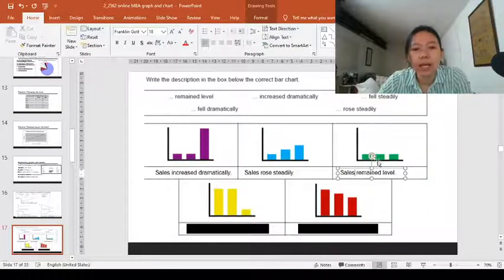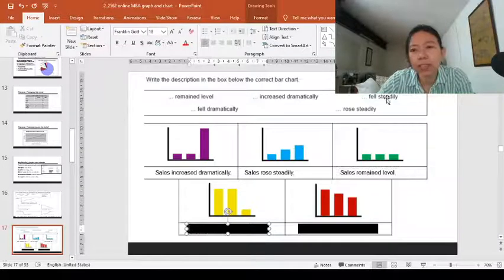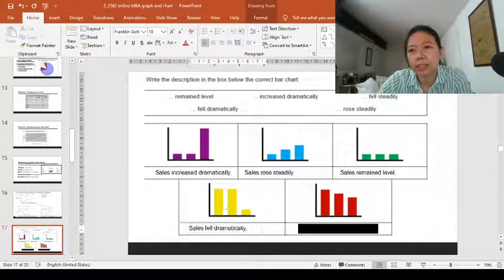Okay, and next, from the two bar charts here, at the beginning, the sales remained the same, and then it fell. How does it fall? It fell quite dramatically. So you can write something like this: sales fell dramatically.